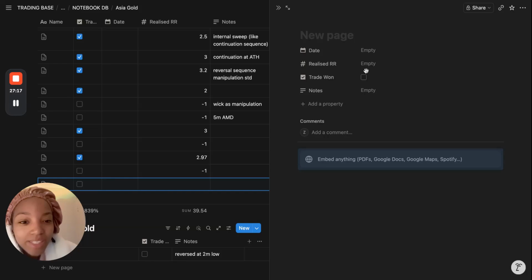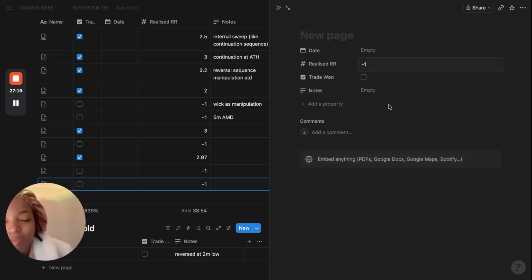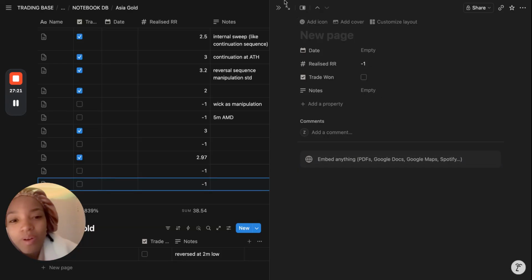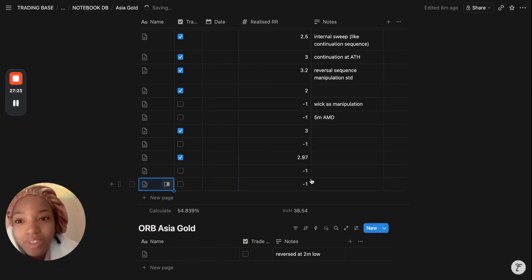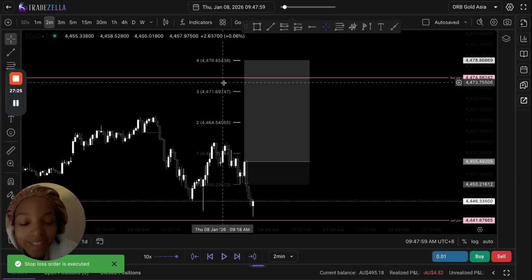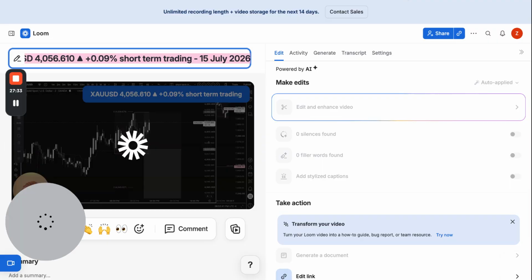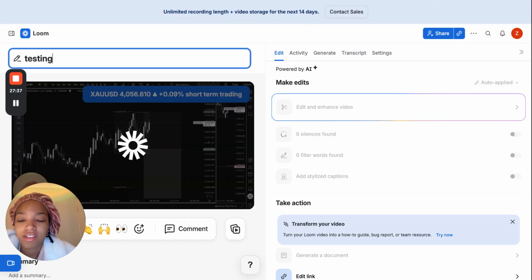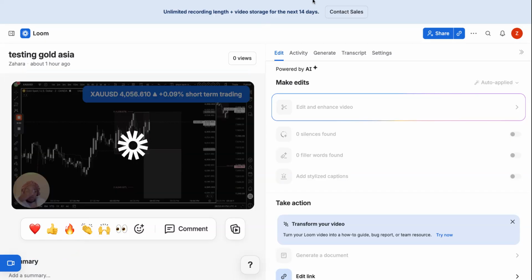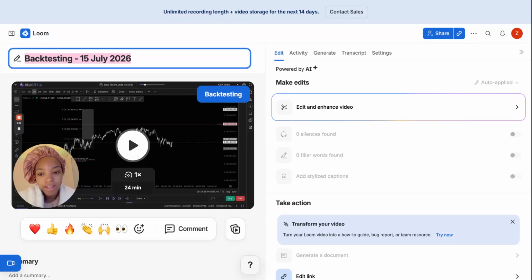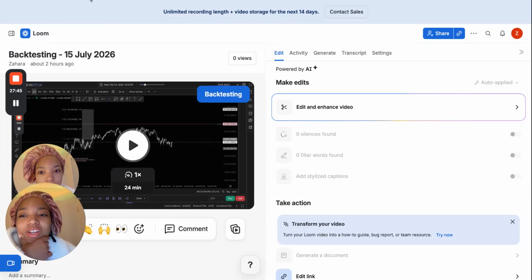But this is my update on my strategy. There's gonna be many more trades that I lose, so I'm honestly not mad that I'm losing trades. I'm just more mad that it's taking so long to load. There's so many now. Like, what is this? This is my testing the ORB, testing Gold Asia, and just so many different ones.